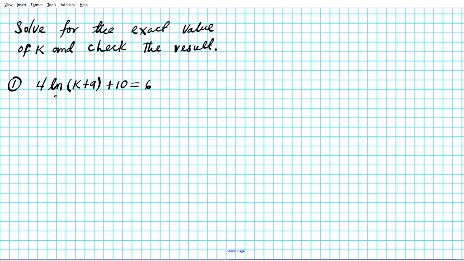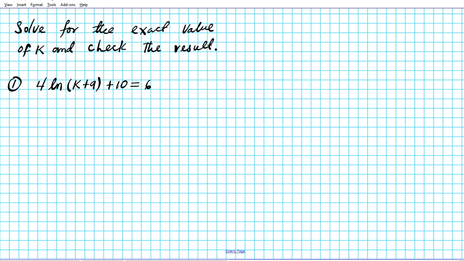To solve this equation for k, we're going to start by getting rid of the 10, and then we'll get rid of the 4, and then we'll get rid of the natural logarithm, and finally we'll get rid of positive 9. That sequence of steps will result in the isolation of k, which will be the solved state of this natural logarithmic equation. So let's go ahead and get started.